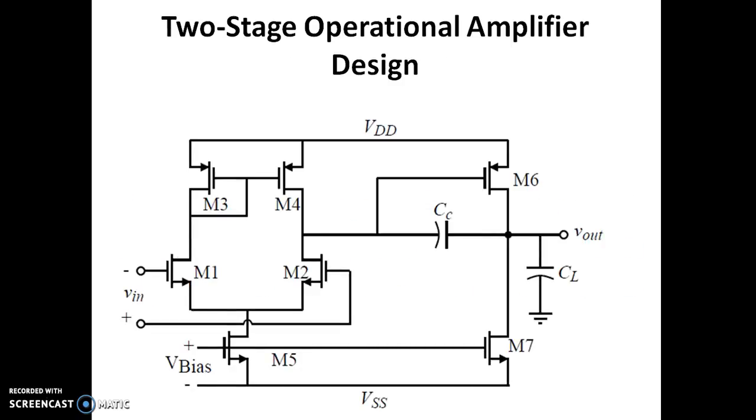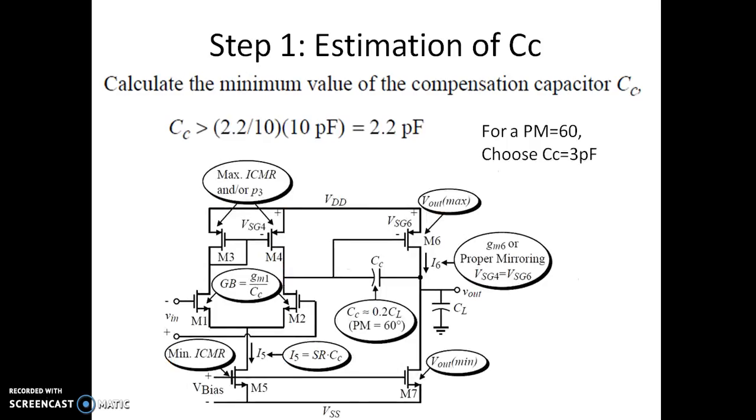So this is the circuit we are supposed to design. Step 1 is we need to estimate the value of Cc. How do we estimate it? We know that Cc should be greater than or equal to 2.2 divided by 10 into CL, which happens to be 2.2 picofarad. This is for a PM of 60 degrees. So you are asked to choose a Cc of 3 picofarad, which is more than 2.2 picofarad.